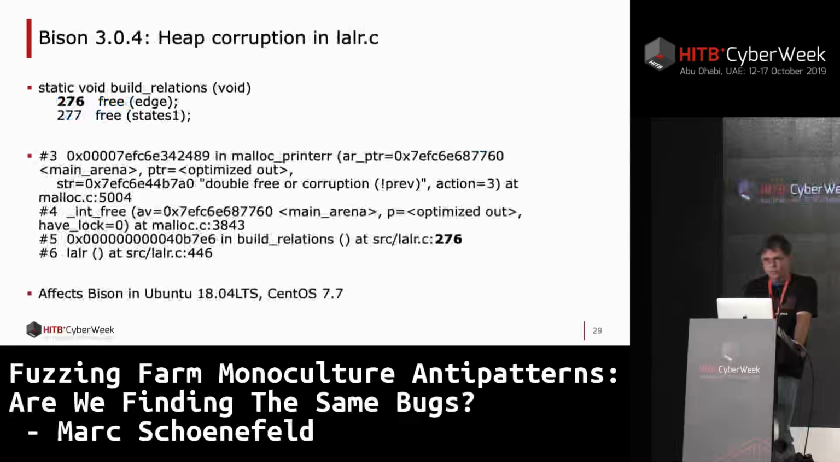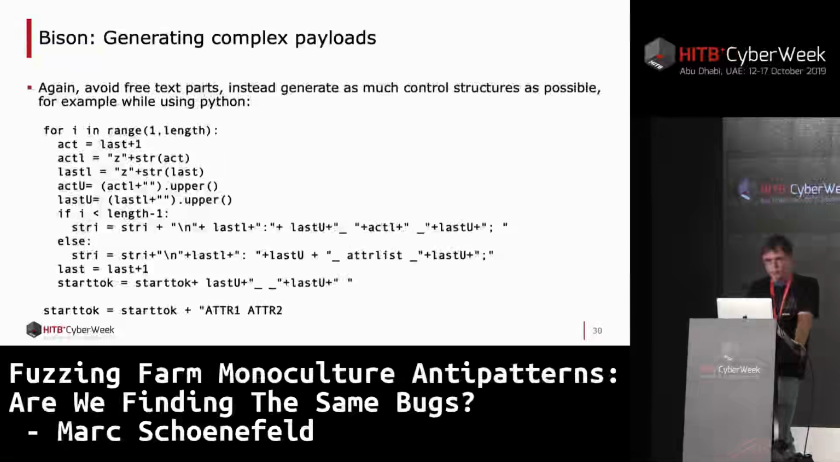So when you run that on Python 3.04, you get a heap corruption in LR build relations, and this causes a double free, as the edge thing was freed too often. So how was the test case created? How could we create this scenario where the double free was triggered?